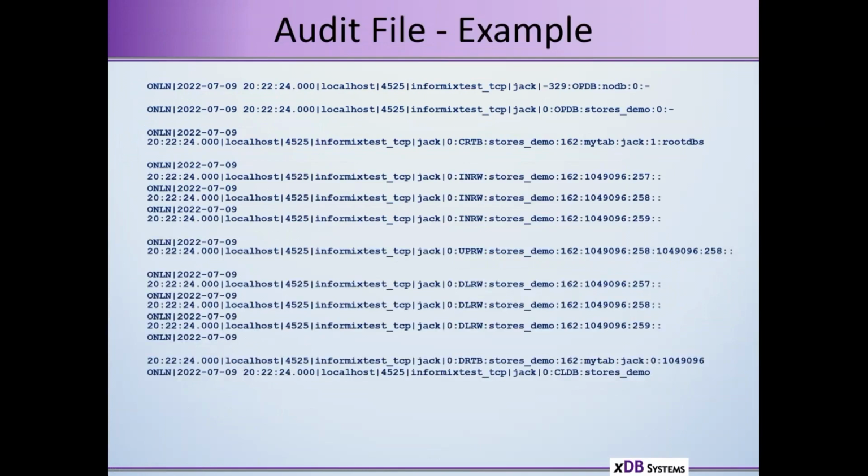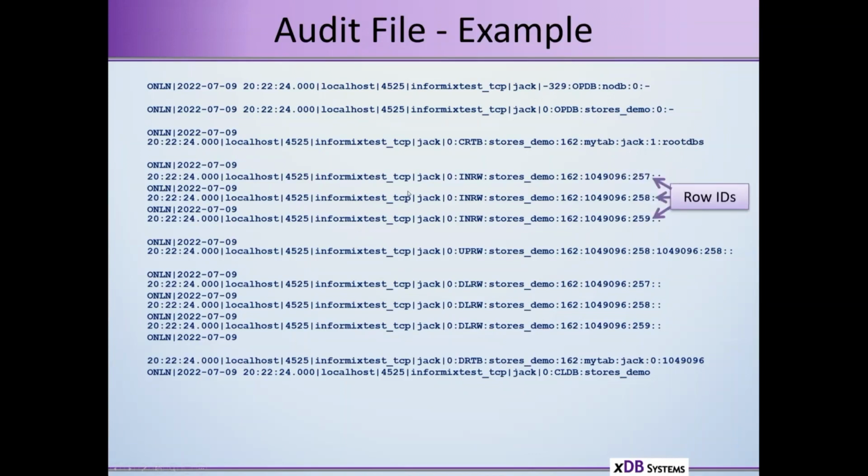Looking at an example here, we'll just go through this. This could be something where you look back at the audit file and you're like, okay, what happened today? So we can see here that user Jack tried to open a database called NoDB, which doesn't exist. So 329 is the error code that gets reported and logged in the audit file. Here we can see that the user Jack now tried to create a table called myTab in the root DB space.